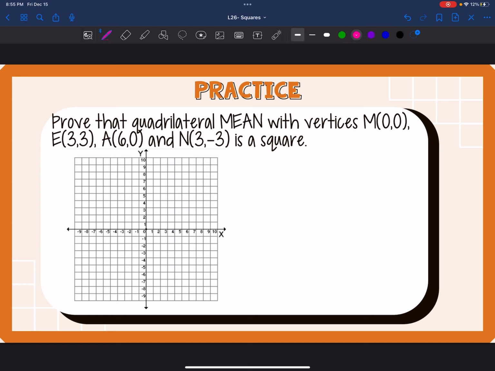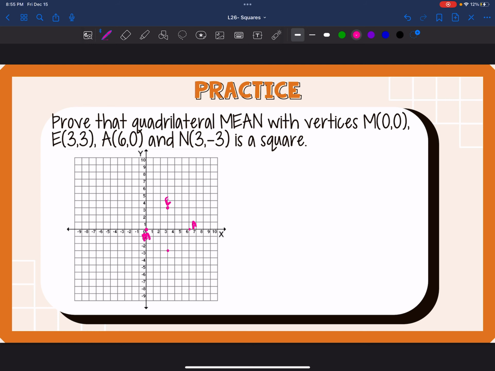So first thing we want to do is label our points. And I'm always going to pick the easiest route, always. Because geometry is complicated enough. I don't need to overcomplicate things. There's no need to do that. Absolutely none. So I'm just going to plot my points.